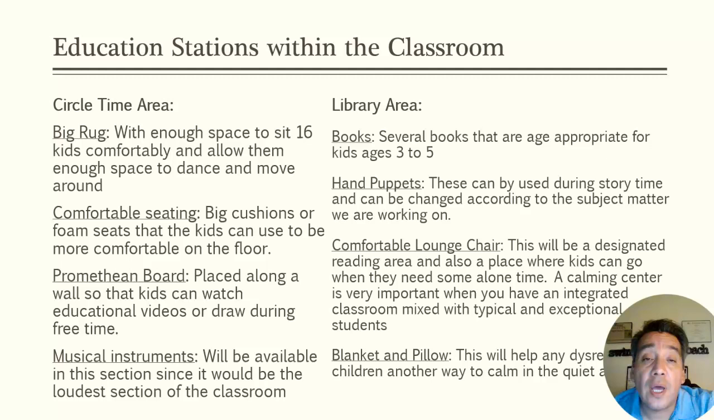On this Promethean board, we also use it as a drawing board that they can use during free time. We have a library area with books that are age appropriate for kids between 3 and 5 years of age. We use hand puppets when we read books to keep them entertained. We also have a comfortable lounge chair with its own enclosure, and this is our calming area for our exceptional students because we are an integrated classroom. There are times when it gets a little bit too chaotic for these students, and they can find refuge in that calming corner.